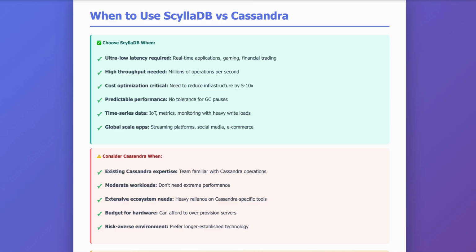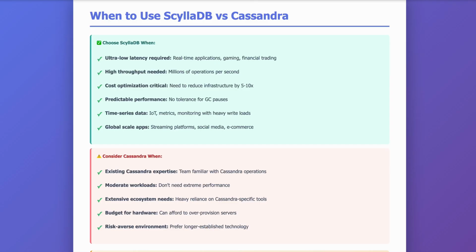Choose ScyllaDB when ultra-low latency is required for real-time applications, gaming, or financial trading. When you need high throughput of millions of operations per second. When cost optimization is critical and you need to reduce infrastructure by 5 to 10 times. When predictable performance matters and you have no tolerance for garbage collection pauses. For time series data like IoT, metrics, and monitoring with heavy write loads. And for global scale applications like streaming platforms, social media, and e-commerce.